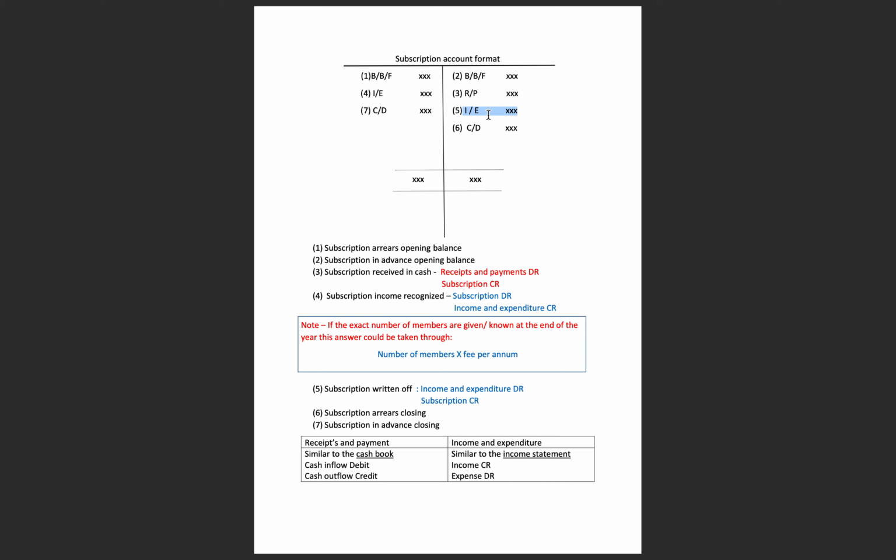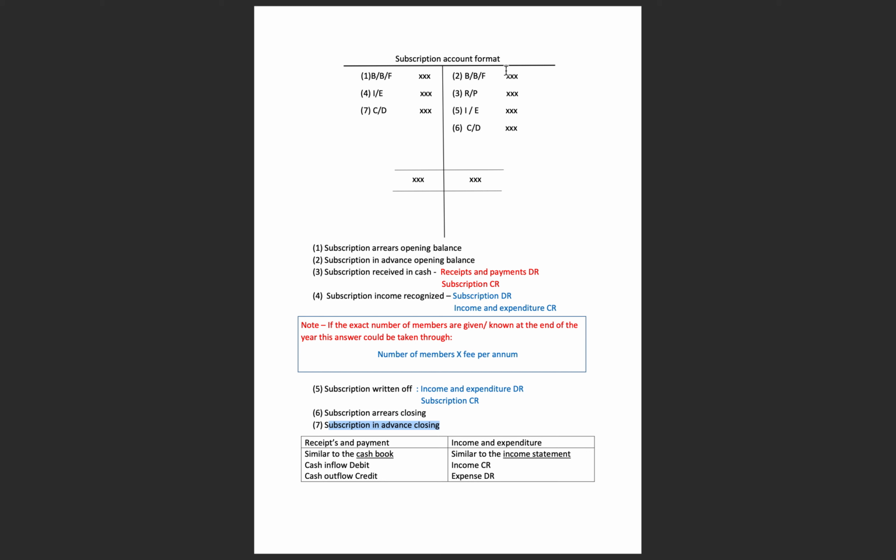Right, and then guys, to wrap it up, number 6, subscription arrears closing. Now when I started off this video, I said that subscription arrears means receivable. So receivable opening balance comes on debit side, where the closing balance now comes on the credit side. Likewise, last one, subscription in advance. So remember, subscription received in advance, opening balance comes on credit, why? It's a liability, therefore the closing balance guys now comes on the debit side.